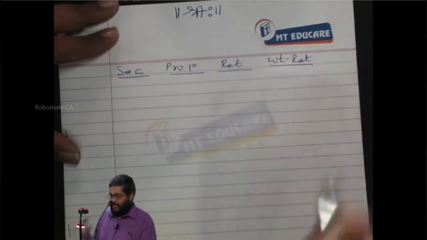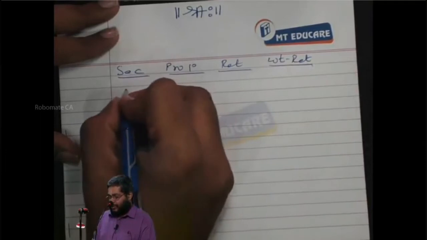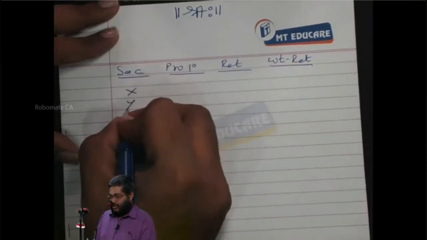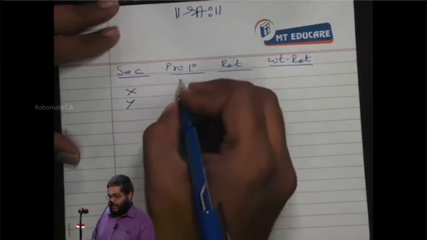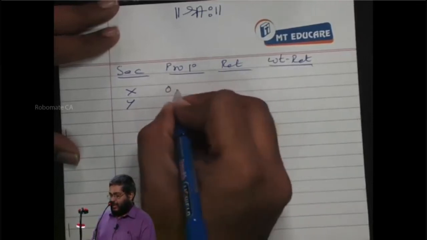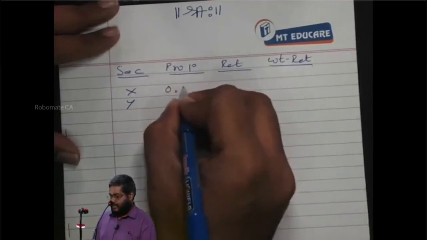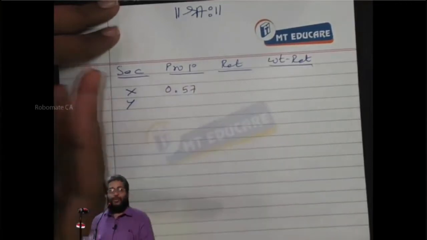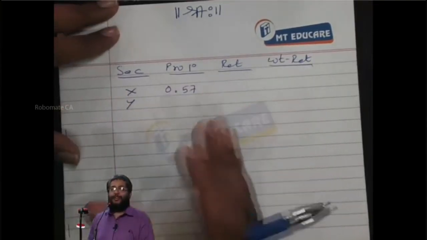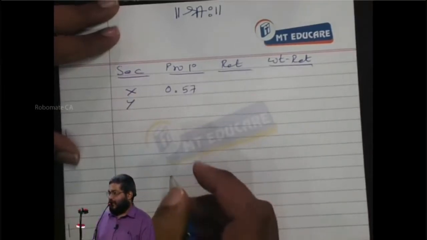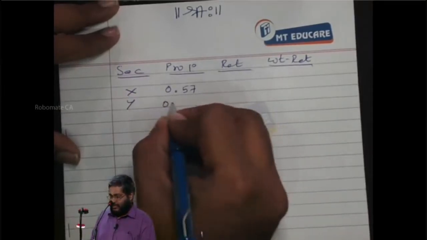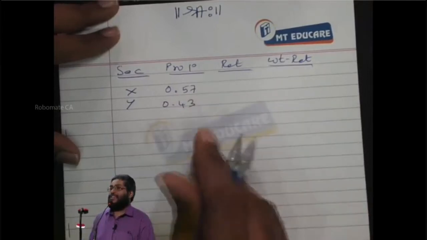Now, can we start up? What are two securities in the portfolio? X and then Y. What is the proportion of X? 0.57. Now, I found out a proportion make risk 0 or not. So, X is what? 0.57. Y is what? 0.43.